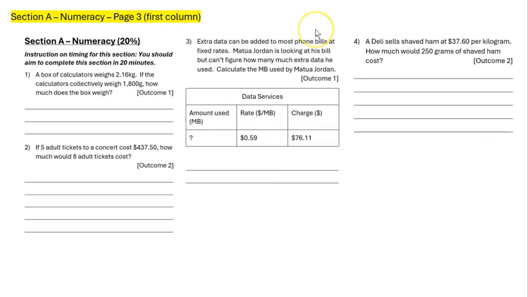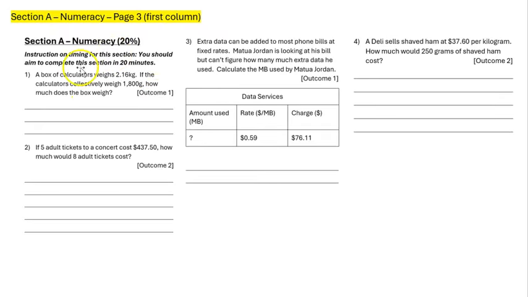So let's get into the numeracy section. That's section A, with 20% of your overall grade. Really important, you can see below the heading instructions on the timing for this section. I've given you some recommendations on how to spend your time. Basically, if it's worth 1%, you should spend 1 minute on it. So this 20% section, you should be aiming to spend 20 minutes on. Don't go overboard, because you'll run out of time and maybe completely miss the last section.